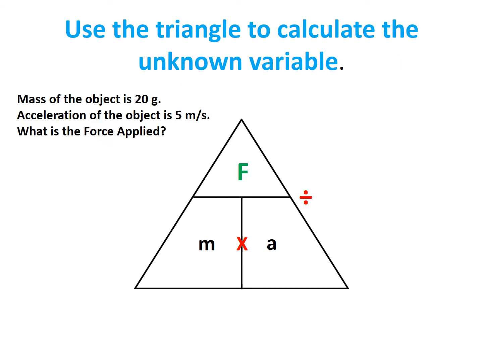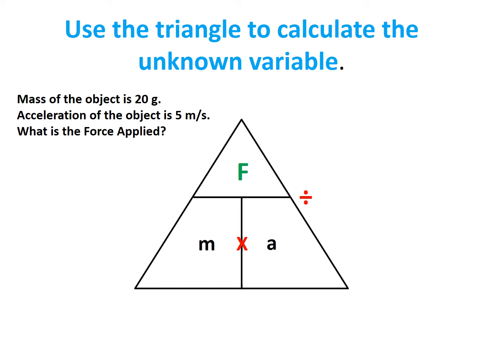So let's try it out. Let's say we have an object with a mass of 20 grams, and the acceleration of the object is 5 meters per second squared. We already know the formula says force is equal to mass times acceleration. So in this instance, we have mass and we have acceleration. Grab your calculator. So 20 times 5 is equal to what? Well, 20 times 5 is equal to 100.